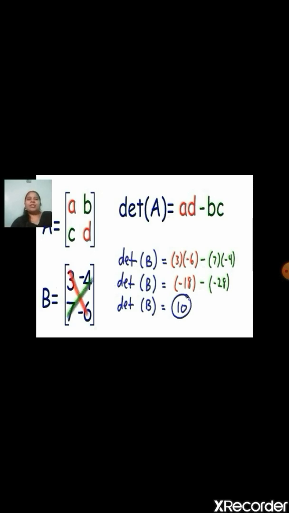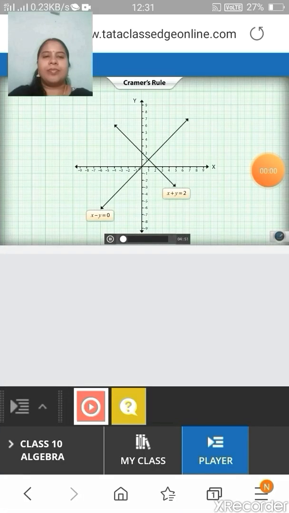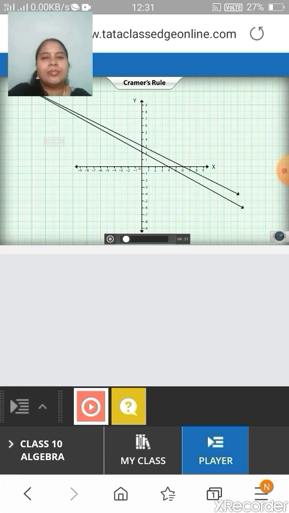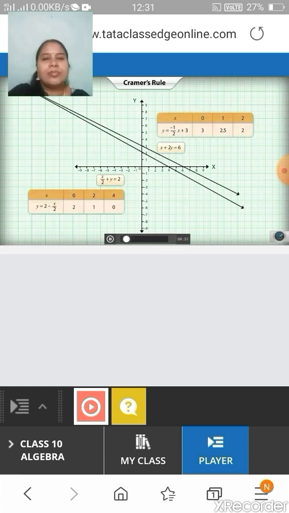So before we start with Cramer's rule, let us quickly look at this presentation. Looking at the given simultaneous equations on the graph, since the lines intersect at (1, 1), this is the solution to the given simultaneous equations. That was easy, wasn't it? However, not all simultaneous equations have solutions that are easily located by just looking at the graph. Look at this example.